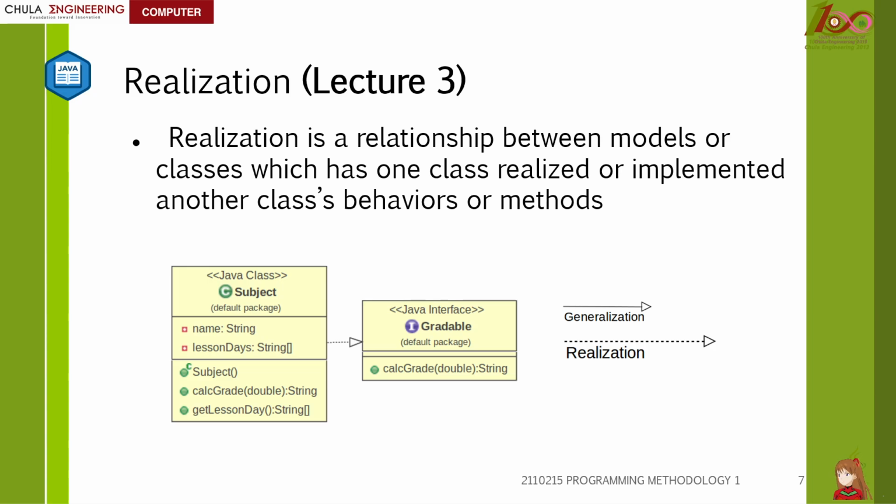So a realization is a relationship between models or classes, in which one class implements another class's behaviors or methods. So in this case, class Subject implements Gradable. That means class Subject is also regarded as type Gradable and must have all methods specified from Gradable.